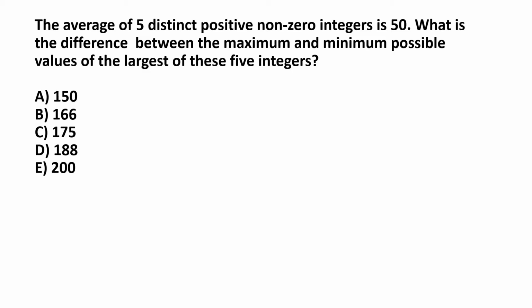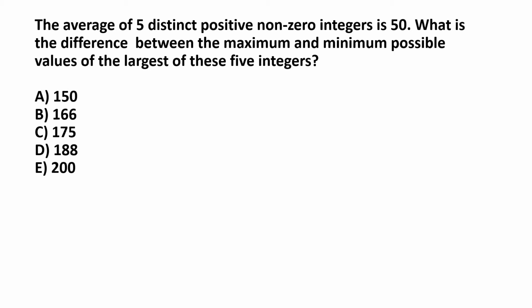The average of 5 distinct positive non-zero integers is 50. What is the difference between the maximum and minimum possible values of the largest of these 5 integers?